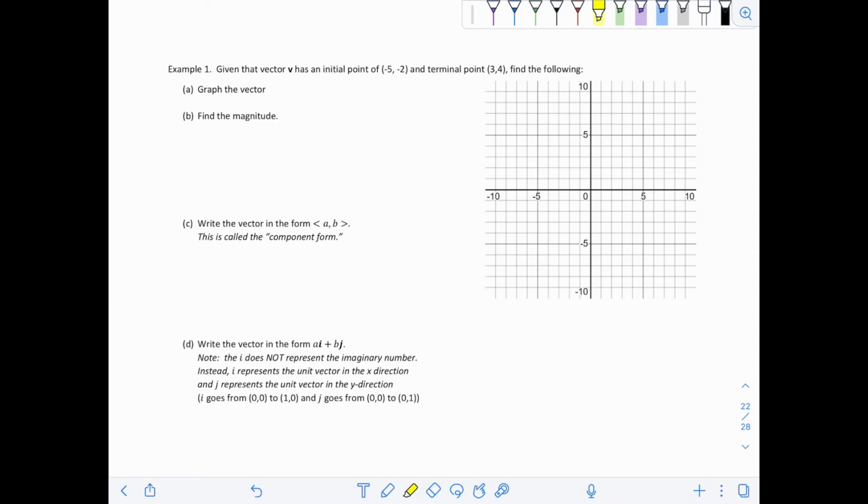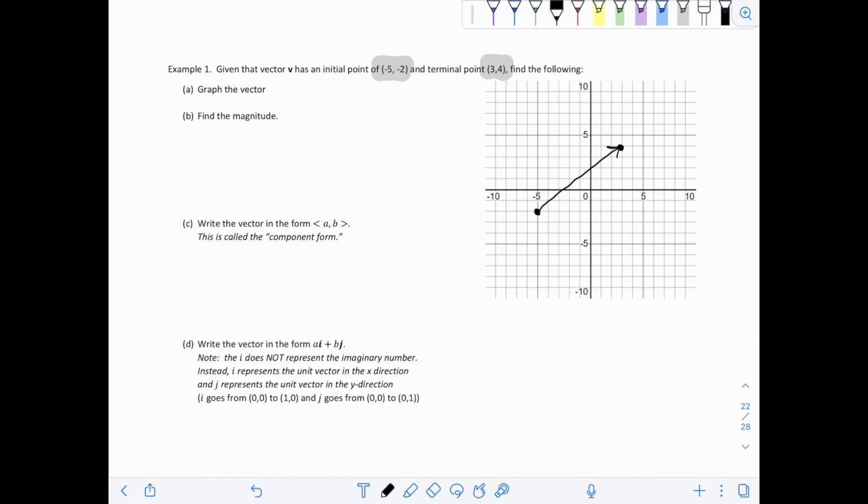Let's start with this example. So here we have a vector v where it has an initial point -5, -2, and a terminal point at 3, 4. So I could go ahead and graph this vector. Let's first find the initial point. Let me put a point there. And the terminal point, 3, 4, would be right here. And so I would want to draw the arrow starting from the initial point and ending at the terminal point. So this is a graph of the vector v.